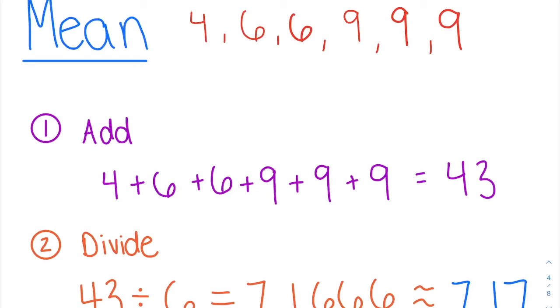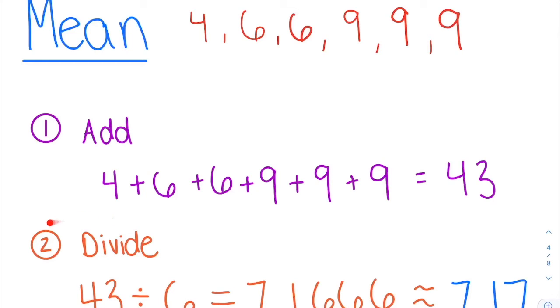Now, let's solve the mean, median, and mode in this new set of numbers that I have written here at the top. I have already laid them out in numerical order, but don't forget that this is the first thing you should do when you are given a data set. So, our first step in determining the mean is once again adding all the numbers in the set. 4 plus 6 plus 6 plus 9 plus 9 plus 9 is equal to 43.